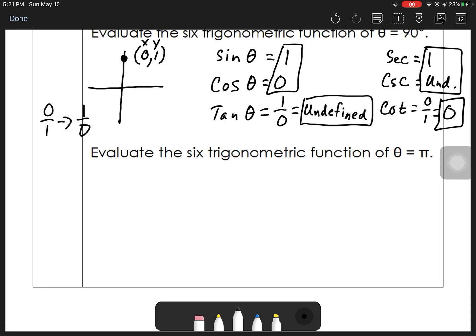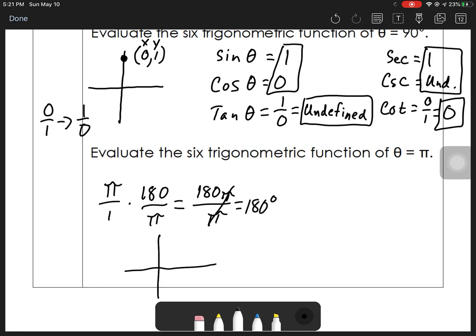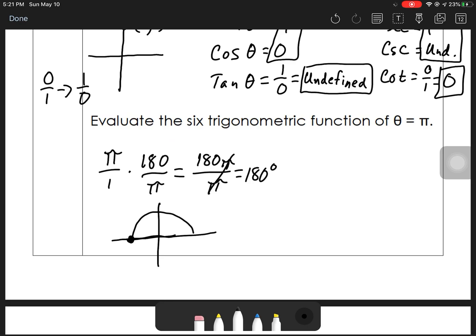All right, now we have theta equals pi. Well, if you remember where pi is, if we were to convert that to degrees, we go pi over 1 times 180 over pi. We would get 180 pi over pi. Pi's go away, we get 180 degrees. So 180 is going to bring us all the way over to here. So like I said, we're just going to extend, if it falls in one of these units, 1 unit. So if we go to the left 1 unit, we get 0, negative 1.